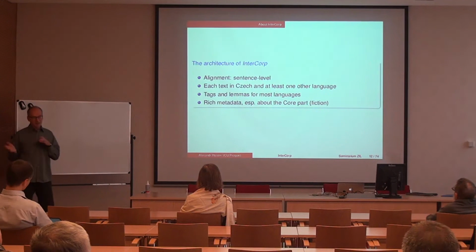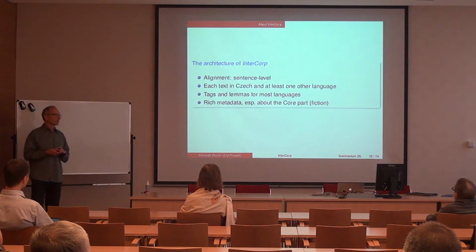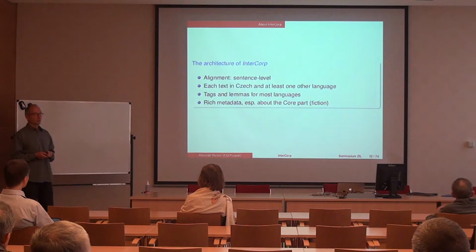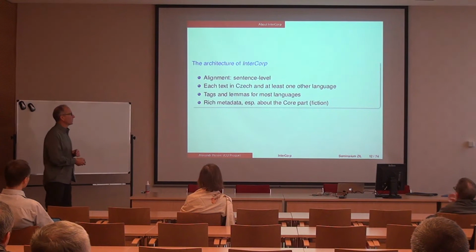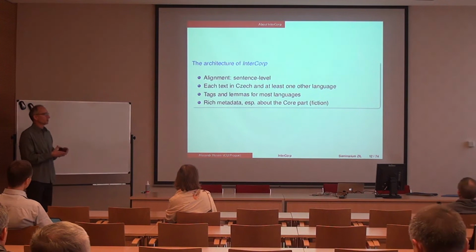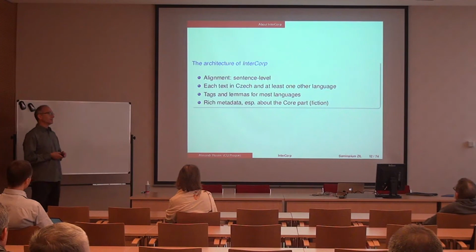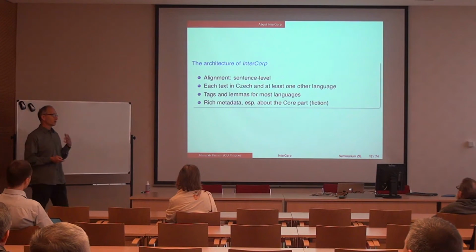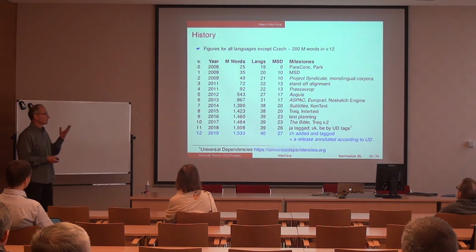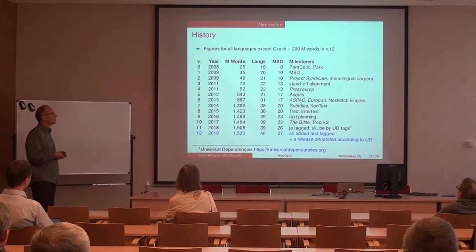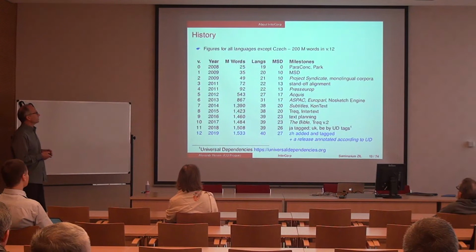And we have metadata about the text, so bibliographical items such as author, year of publication, and so on. There is a special part of the corpus called the core, and it's mostly fiction. So it's interesting for translatologists and people like that. You can find this special type of language that you don't usually find in other places.